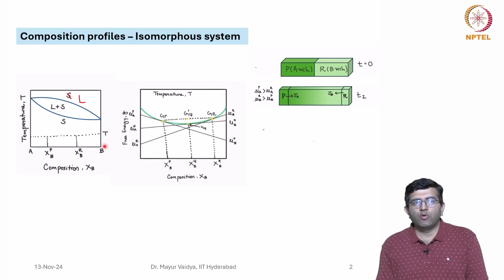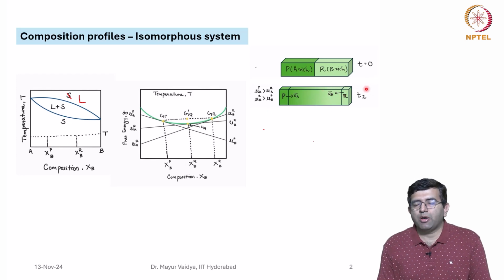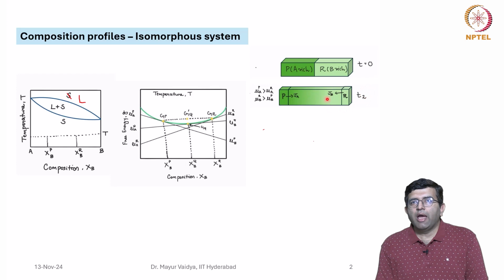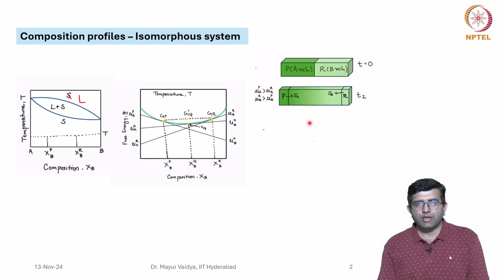So, the A will move from P to R because A is higher here, and B will move from R to P. So, this is the direction of the flux. So, this will be the situation at any time, let us say T2, and you see that there is some unreacted P, there is some unreacted R here, and there is this zone which is called the interdiffusion zone. And we have also indicated that mu A in P is actually greater than mu A in R. That is the reason for the direction of this flux.